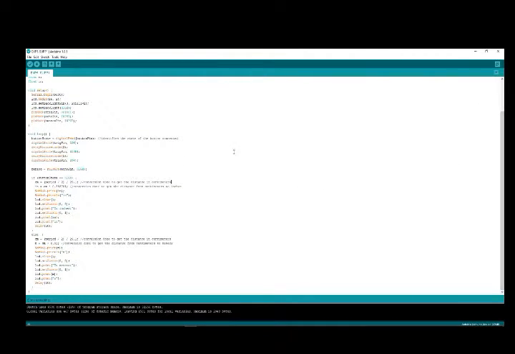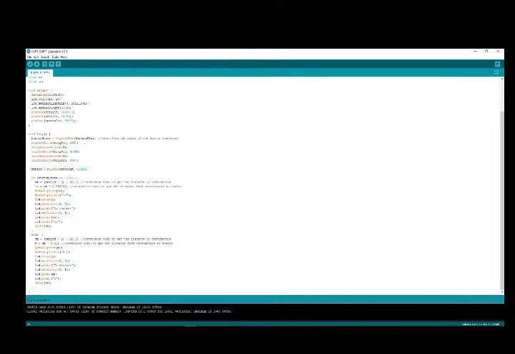And the final code that will be used for the supplement is this for the void loop. Button state equals digitalRead button pin. It identifies the state of the button connected.